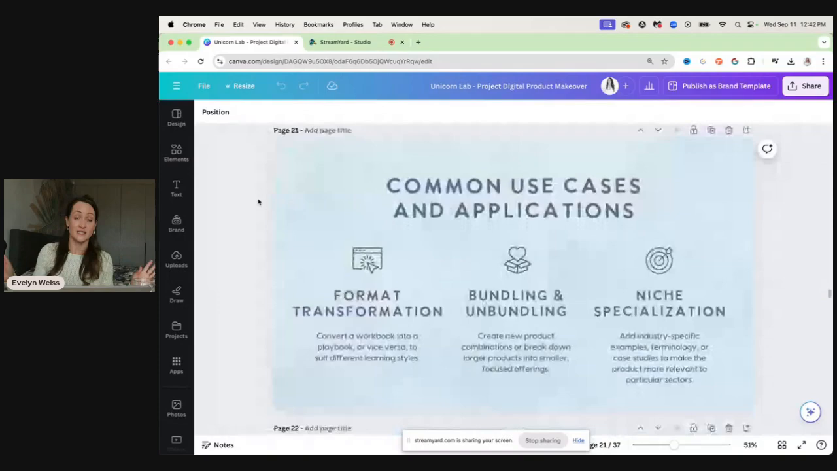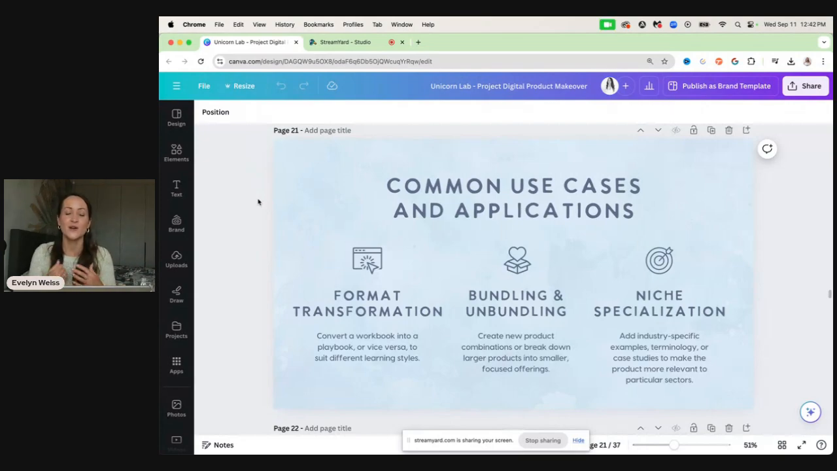Of course, you can take it a step further and you can change and transform the format. You can go from a workbook to a guided planner, from a guided journal to a workbook, from a workbook to a playbook to a guidebook to an ultimate action planner, right?